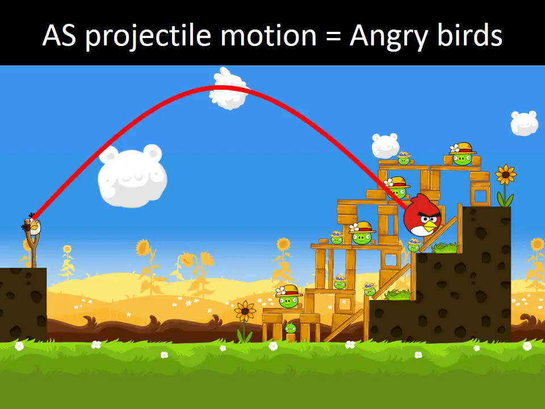Because we ignore air resistance, we get these perfect parabolas every time, whereas what would actually happen with air resistance is the flight path would be a lot shorter, as kinetic energy would be lost into the surroundings as pushing the air particles out of the way. So it would actually be a bit shorter. So we ignore air resistance at AS projectile motion.